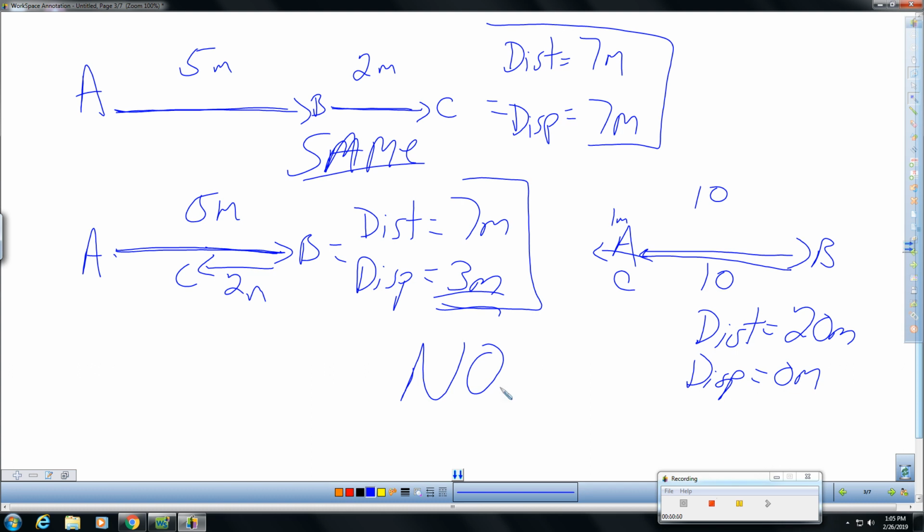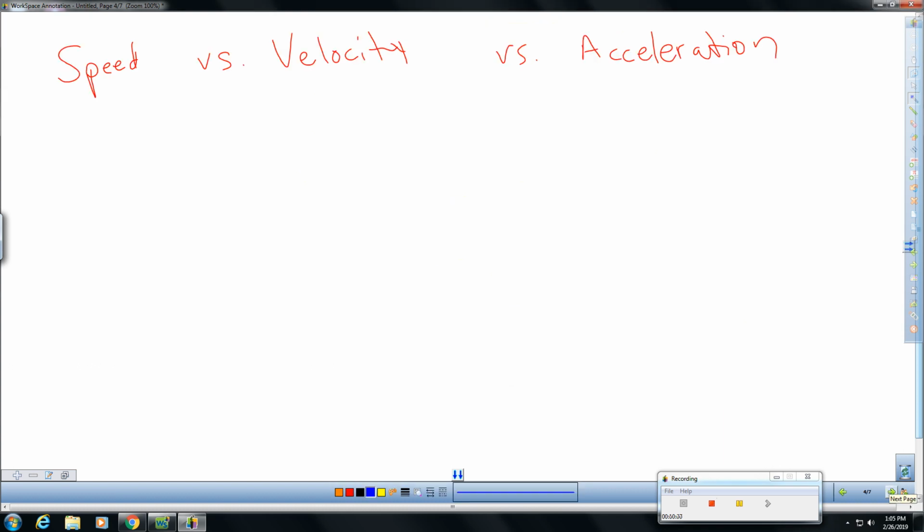So that's a little bit about distance and displacement. A little bit different than what I was expecting, but let's keep rolling here. All right, so let's talk a little bit about speed versus velocity. What's the difference between speed versus velocity?